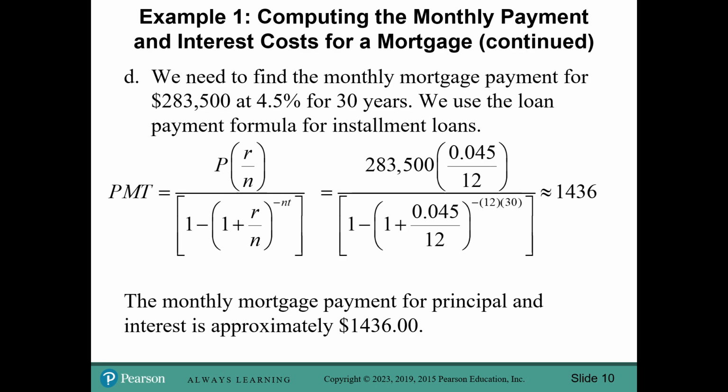So for Part D, all we're going to do is use that PMT formula we gave you. We're going to plug in the P, which is the principal, the amount we are basically borrowing from the lending institution, the $283,500. We're going to multiply it times R over N, so the rate, which is the 4.5% that I underlined in the problem, over the number of times we're paying per year, which is 12, because we're paying monthly on our mortgage. That's where the 12 comes from. 12 is your monthly payment here.